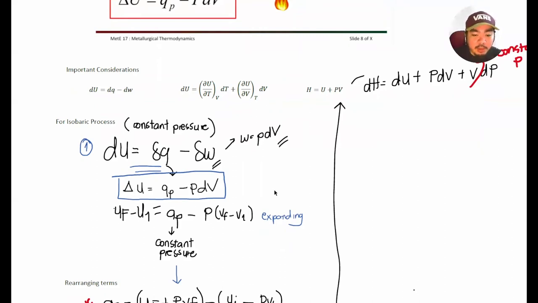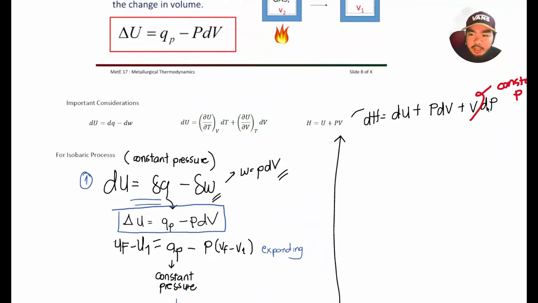sense, no? Then if it's contraction, the work is being done on the system. So the volume is being contracted, meaning the final volume is less than the initial volume. Okay? Then if you look at it, the VDP term, which I mentioned before, is equal to zero. So you can actually use this equation as well.